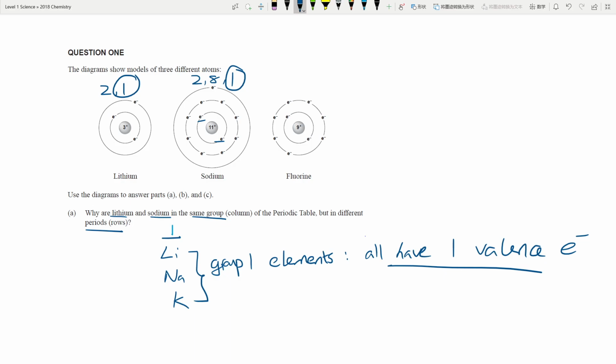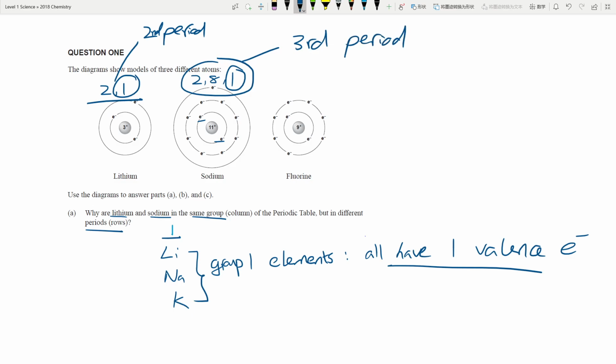But 2-1, which is the electron arrangement for lithium, as you can see, has 2 numbers. So this means it is in the second period because it has 2 electron shells. 2-8-1 is in the third period because it has 3 electron shells. So that's why they are in different rows, because they have different numbers of electron shells, and that's all there is.